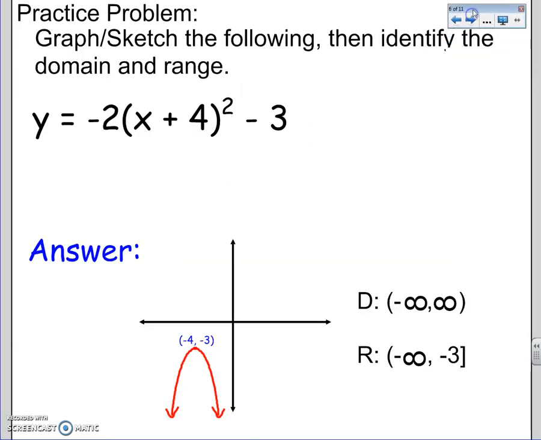Alright, here's a problem for y'all. So graph this, sketch it, find the domain and range. If you can do this, you should be fine in class.